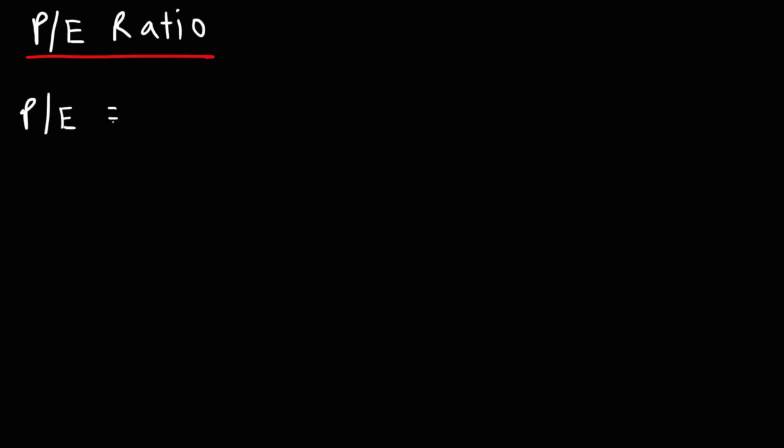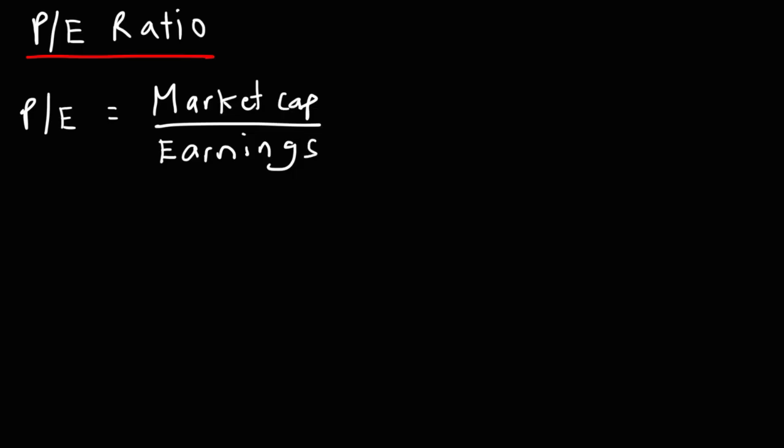Now let's talk about the price to earnings ratio, also known as the PE ratio. Now there's two ways in which you can calculate the PE ratio. Here's the first way. You can take the market value of the whole company, which is basically the market capitalization, and then you could divide it by the earnings of the company. So that's one way in which you can get the PE ratio. The market capitalization is equal to the number of shares outstanding times the price of the stock.